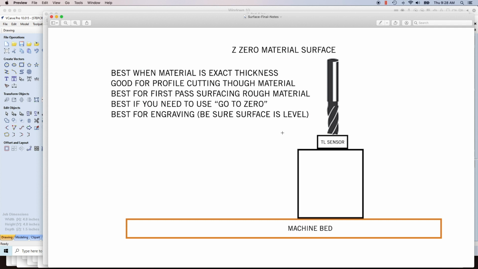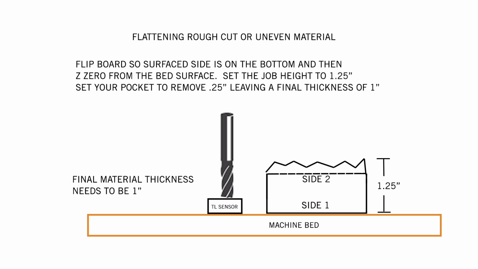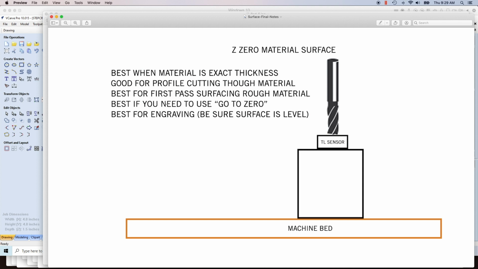So if you're doing cabinet making and things like that, Z0 off the material is okay if you're doing profile cutting, and especially if you're using a compression end mill, you're going to get a nice finish on both sides. It's best suited for a first pass of surfacing rough material. So if you have a rough board that you're putting on the machine, to Z0 off the top and then remove a given amount of material is going to give you a nice flat surface to work with. Then when you flip the board over, you're going to zero off the bed so that you get an accurate final thickness. If you want to go to zero on your machine, then you have to use material surface. And I'll explain that more in a second.